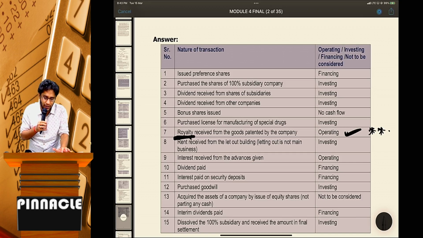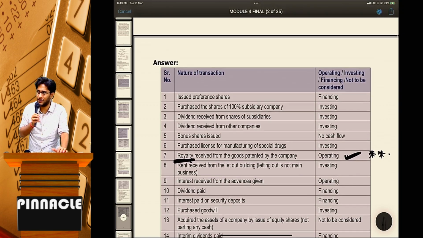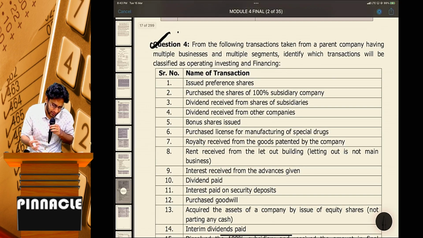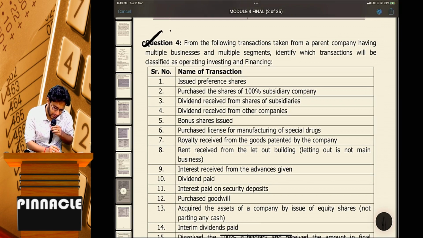So therefore, it is included as part of operating activities. It's always a debatable point, sir. In IPCC, royalty in some answers, ICAI only, they took it as operating. In some cases, they took it as investing. But operating is not a wrong answer also. In fact, there is a lot of justification for this as well.